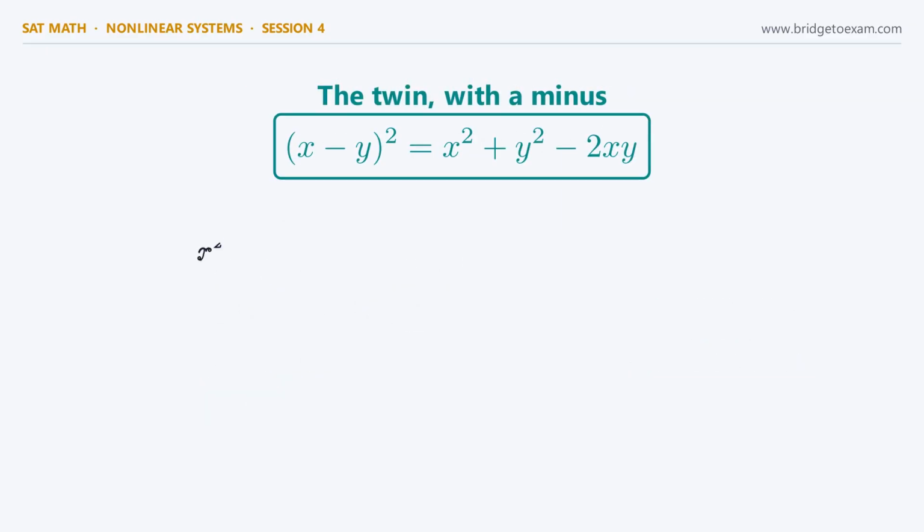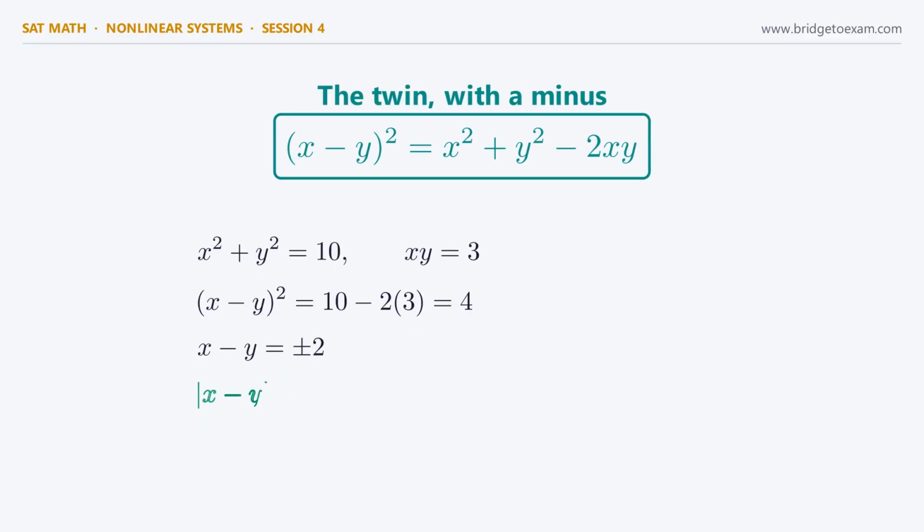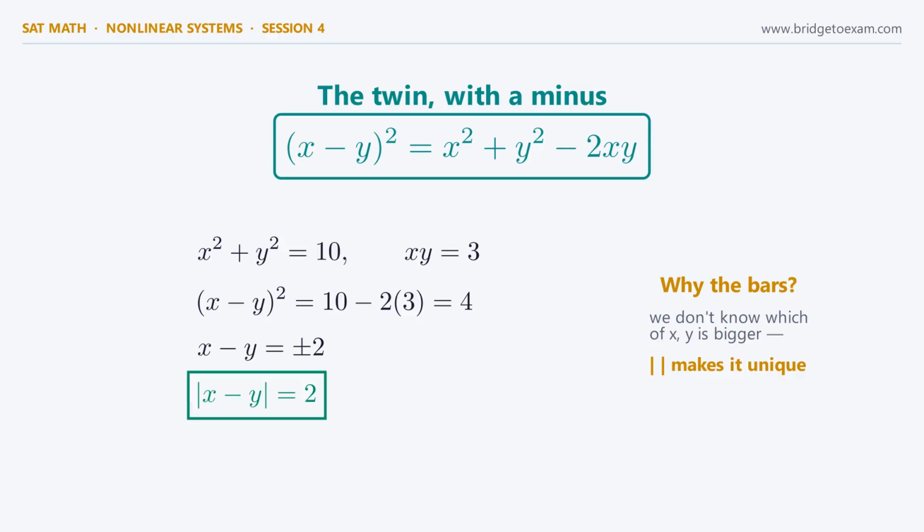And the twin identity, with a minus sign. x minus y all squared equals x squared minus 2xy plus y squared. So x minus y squared equals x squared plus y squared minus 2xy. Same ingredients, one sign flipped.